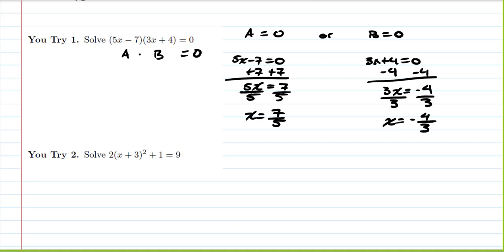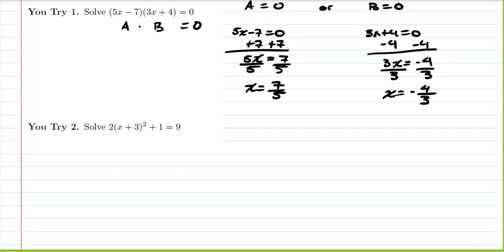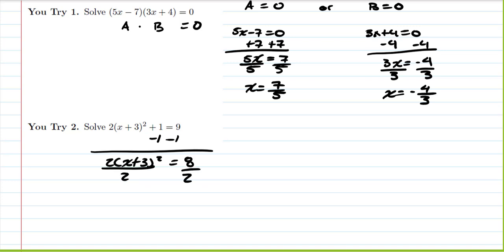For our second one, we need to use the square root property. It's worth noting, if you distribute this out, collect all your like terms, set it equal to 0 and factor, you're going to get the same answer. It'll just take you 5 times as long. Using the square root property is much faster in this case. So we minus 1, and we have 2 times x plus 3 squared equals 8. We divide by 2, and we get x plus 3 squared is equal to 4.